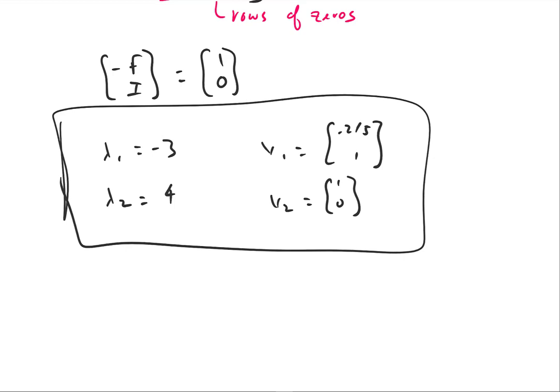So the basic process, first, find the characteristic equation by doing the determinant of A minus lambda I is equal to 0. Then solve that for lambda to get the eigenvalues. And then take each eigenvalue one by one, plug them into the equation A minus lambda I x equals 0, and solve for x to get an eigenvector for each of the eigenvalues.